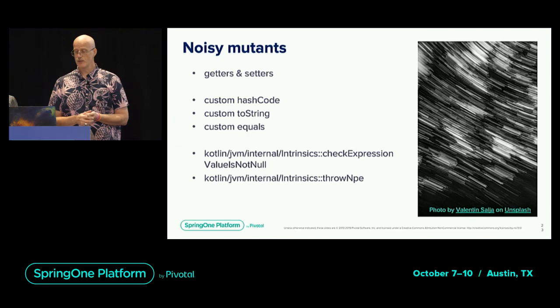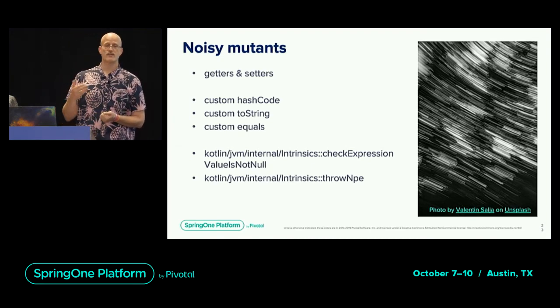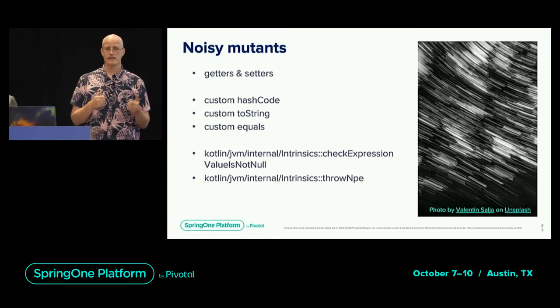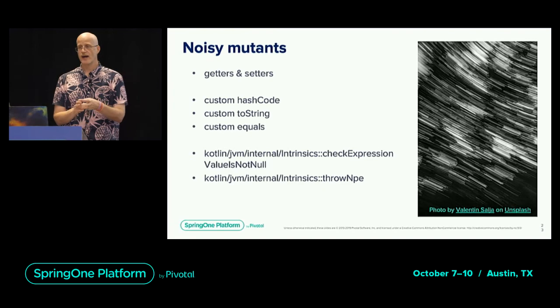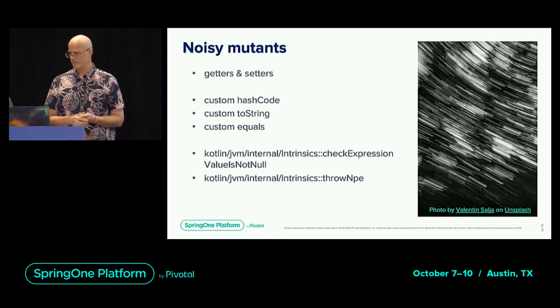Check expression value is not null, or throw NPE, when we ran this over Kotlin. And the great thing about Kotlin, for those of us who work in it, is it has so much null safety, but when all that's compiled and then we do the mutations, we can get some weirdness popping up. So obviously we didn't see that in the Java code, but saw a fair bit of it in Kotlin.